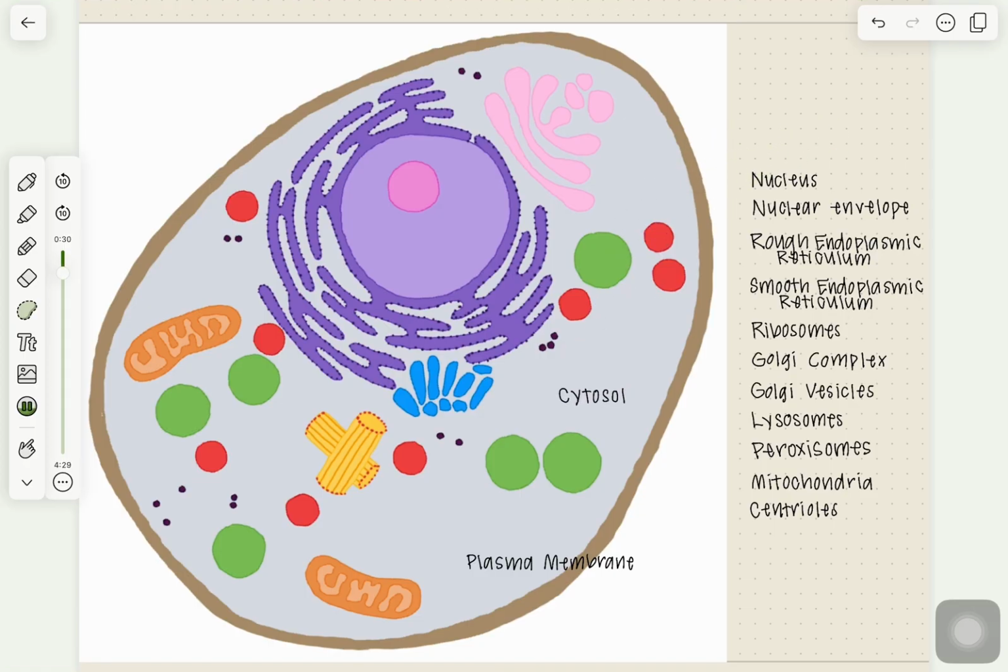Moving to cytosol, which is going to be the blue color within the cell. Cytosol, also known as cytoplasm, is the fluid that contains all the contents within the cell, and it is primarily made of water.